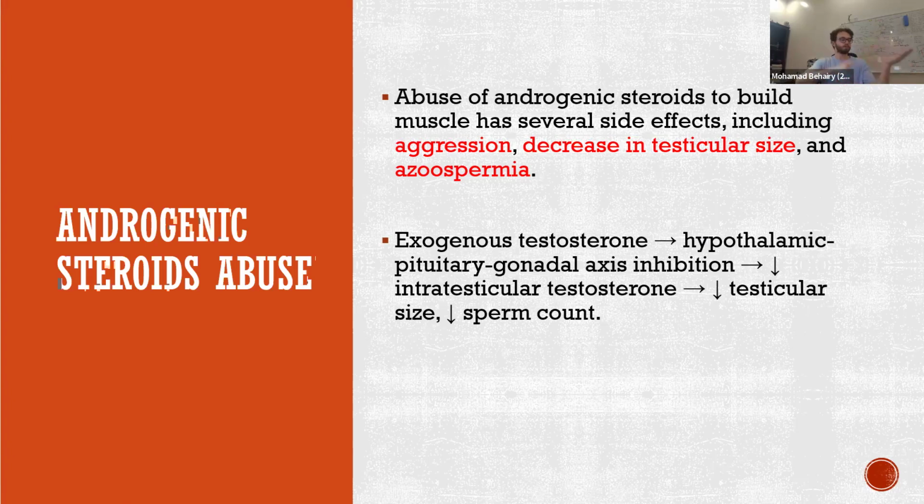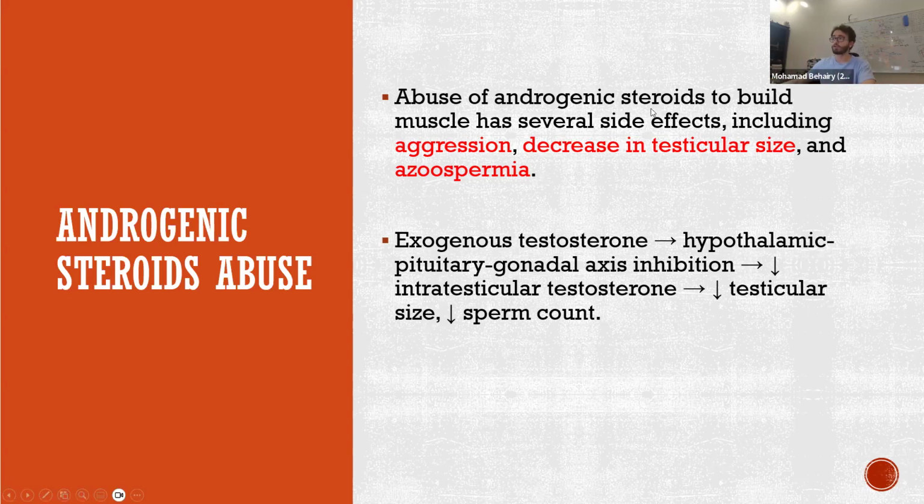Because the body is saying, "Enough, there is already testosterone elsewhere." Why do we need testosterone in the testes? That's why it will cause the testes to become smaller, hence less sperm count. But in the normal case, when testosterone is produced in the testes, not in the muscles or anywhere else, it won't cause a decrease in testicular size. When the testosterone is being produced in its normal place, in the testes, unlike in this case.